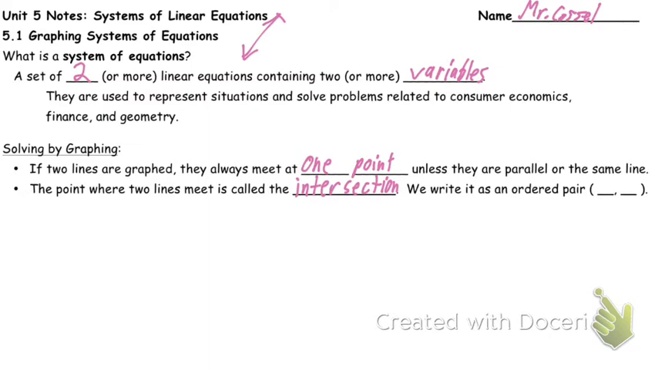So we write this intersection as an ordered pair, (x, y), because it's on the graph. So we're going to say, it intersects at (4, 2), or (-3, 5). Just making up random points here. Questions on any of this so far?